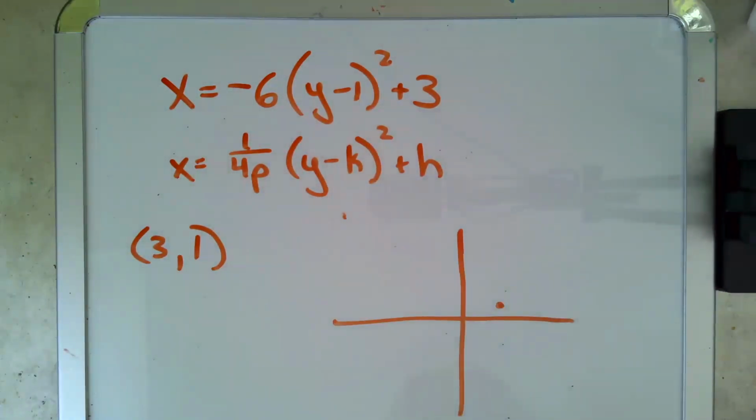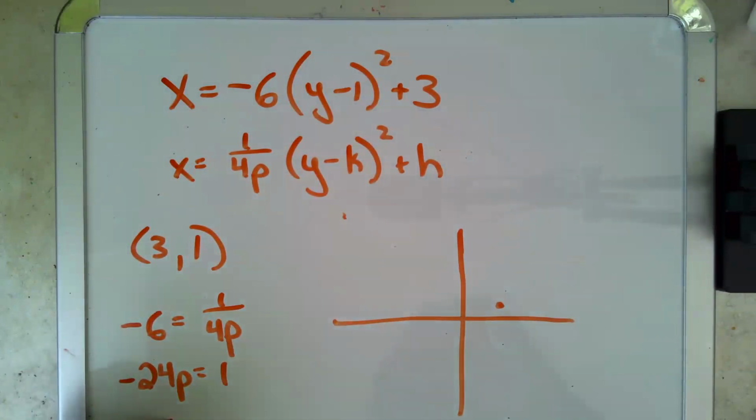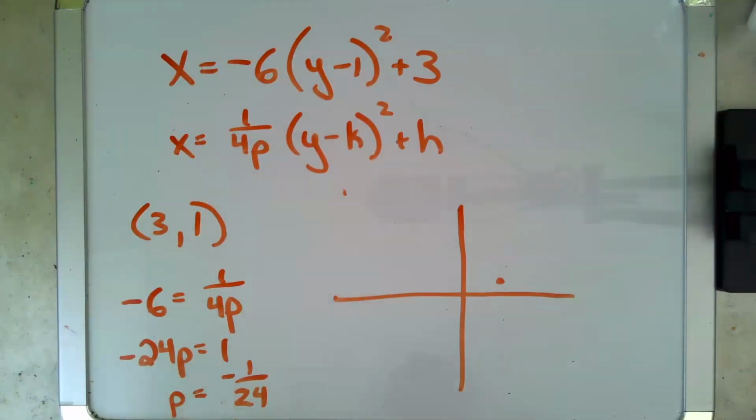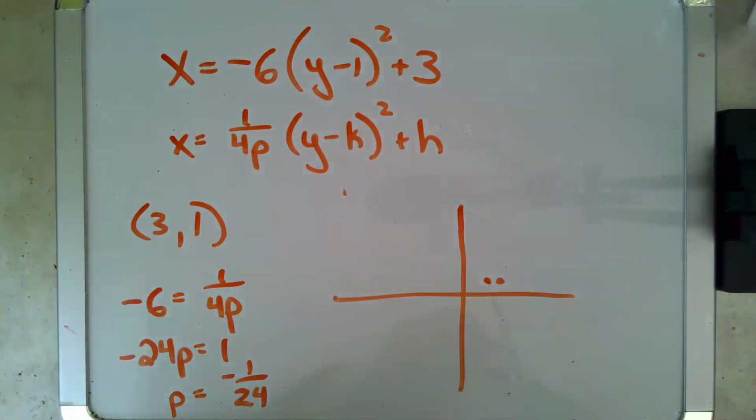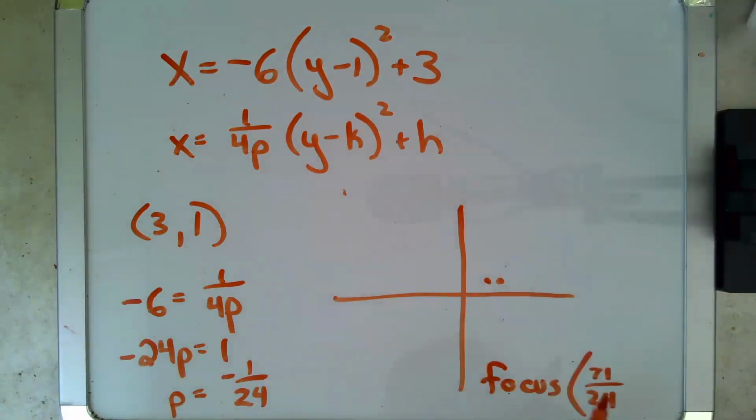So the next thing I might want to do is figure out what my p is by setting negative 6 equal to 1 over 4p, negative 24p equals 1, p equals negative 1/24. Now, I'll tell you, technically p is always positive. The negative just means that my focus is 1/24 to the left of my vertex. I can't really draw 1/24 very well, but that's approximate. And it's at the same k, it's at the same y, right? So my focus is at 71/24, right? 3 is 72/24. And then when I subtract 1/24 from it, I get 71/24, comma 1.